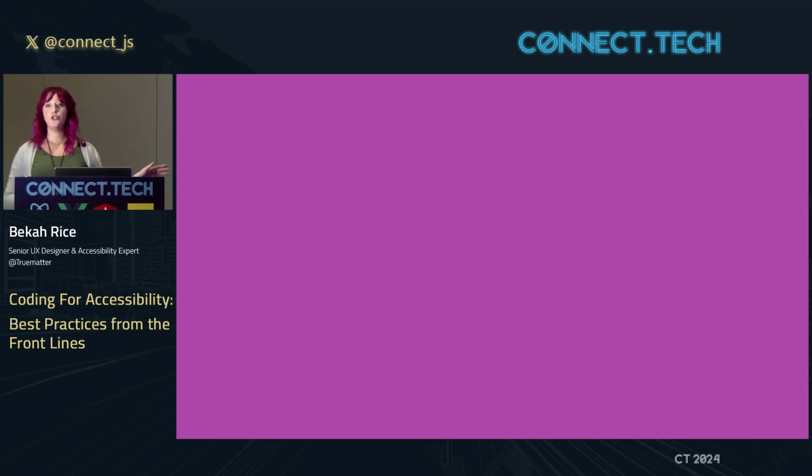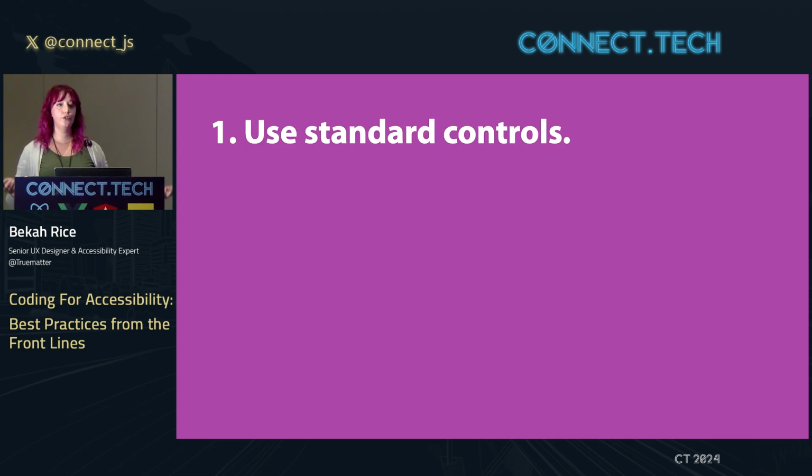One way that you can make sure that happens is by using standard controls. So instead of using a div and a span to be a form field or text field, use a text field. So this comes back full circle to using semantic code.